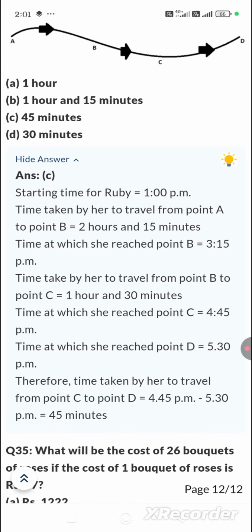Time at which she reached point D is 5:30 pm. Therefore, time taken by her to travel from point C to point D, 5:30 pm minus 4:45 pm, is 45 minutes.